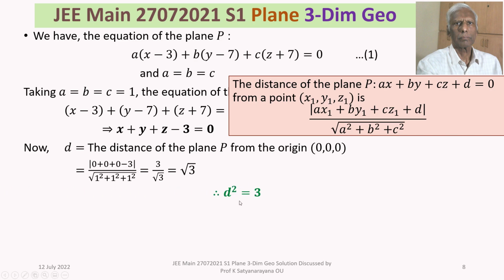Therefore, d square is equal to 3. That's our answer, what is required in the question. So the answer is 3. That is the discussion of the solution of the problem from the section 3-dimensional geometry, and the problem is based on the concepts of the plane.